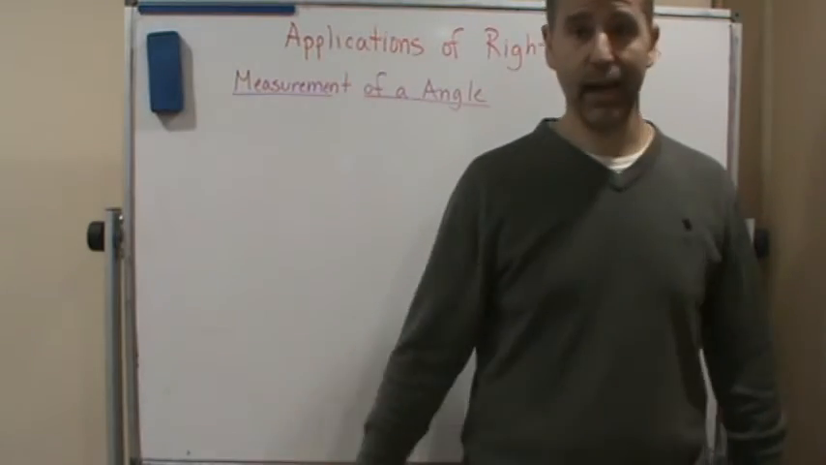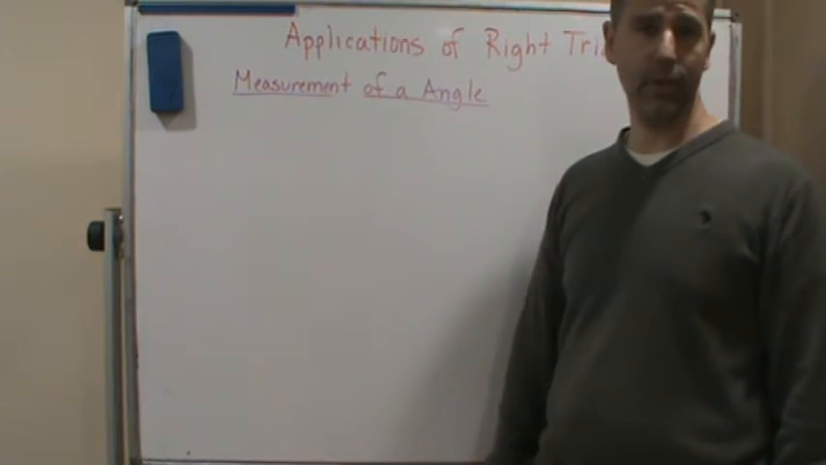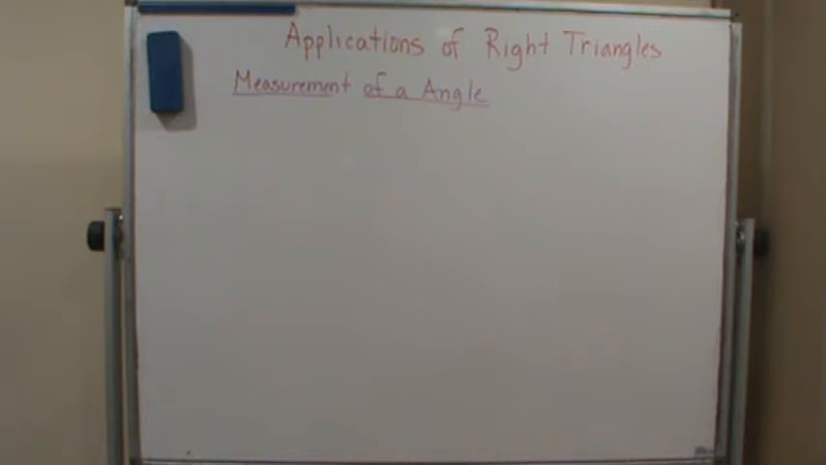Okay, welcome back, and now we're going to do another example where we're going to use right triangles to find the measurement of an angle. So again, here's what we have. We have an escalator. Let me read it, and then we'll draw a picture, and we'll go from there. It says, one level at an airport is 22.5 feet above the level below.